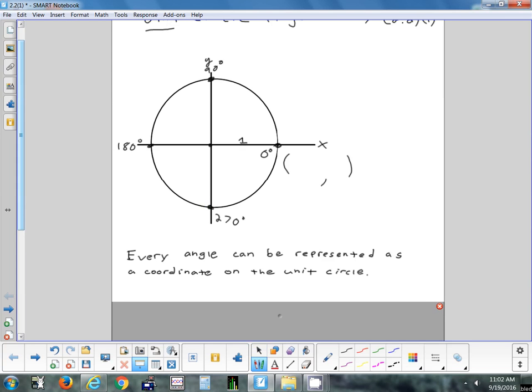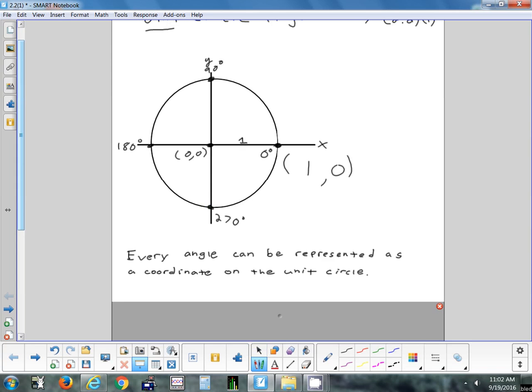So let's start with 0 degrees. Here's the coordinate for 0. This is the origin at 0, 0. If we went right 1 unit, can anybody tell me what the coordinate would be if you started at the origin and just went straight to the right 1 unit? Go ahead, Dan. 1, 0. Yeah, 1, 0. That's the coordinate for 0 degrees on the unit circle. It's just right 1 unit.